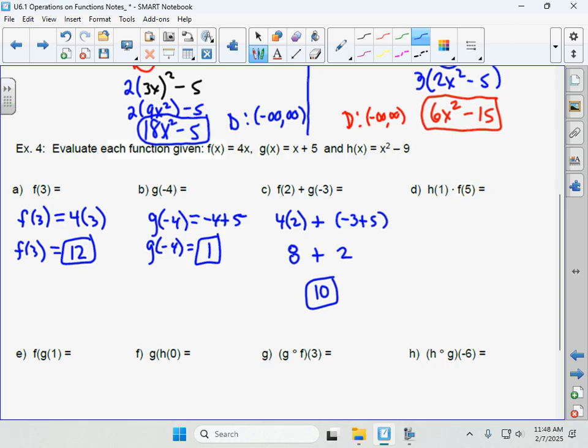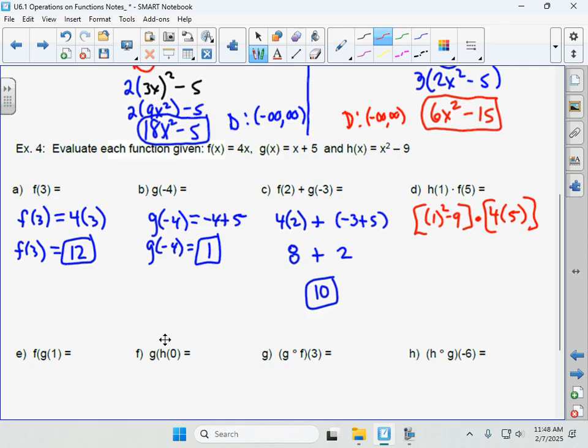All right, so D, find h of 1 times f of 5. All right, so we'll plug 1 into the h function. All right, so that's 1 squared minus 9. And then we're going to multiply that answer by what f of 5 is. All right, so that's 4 times 5. All right, so again, do each one separately, and then we'll multiply the answers together.